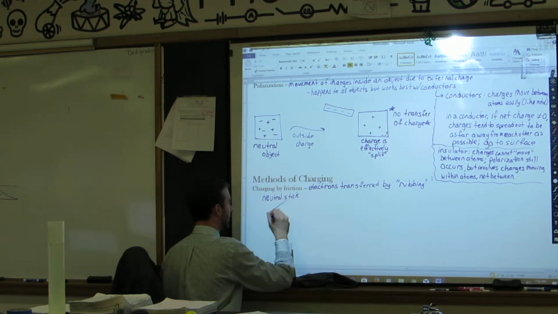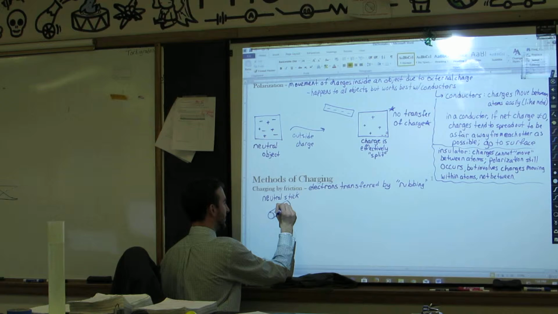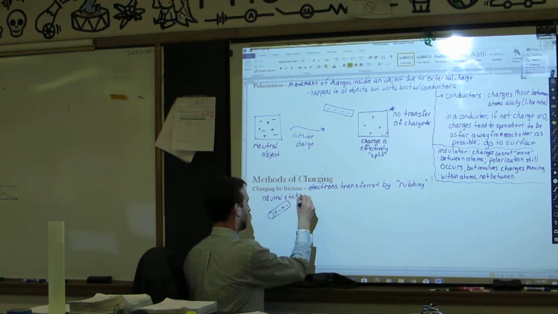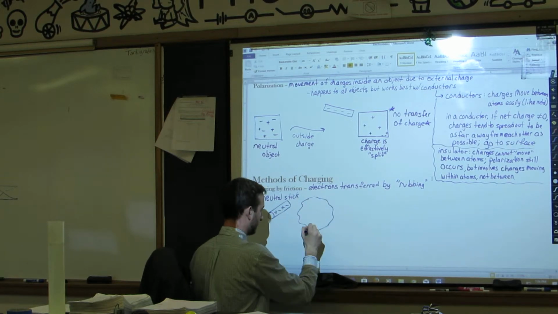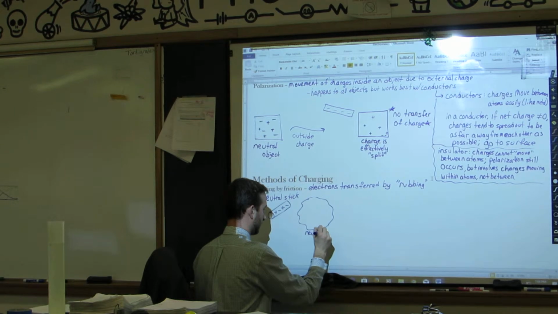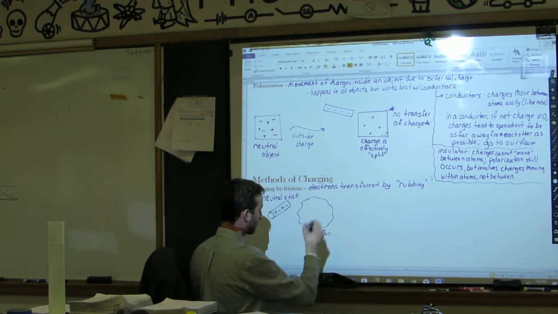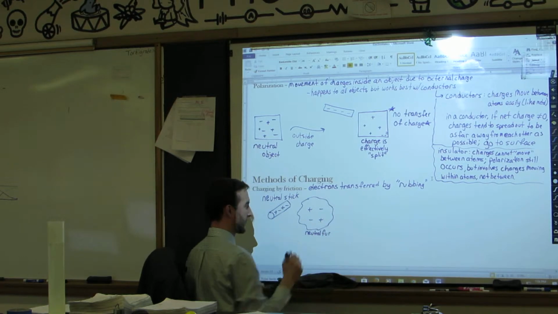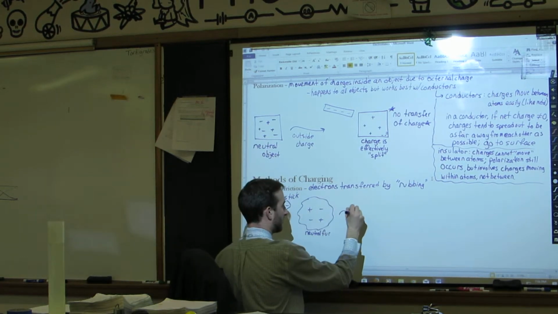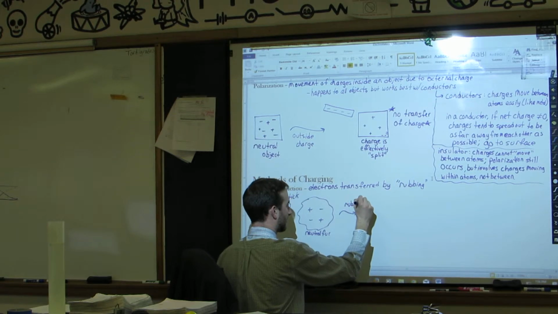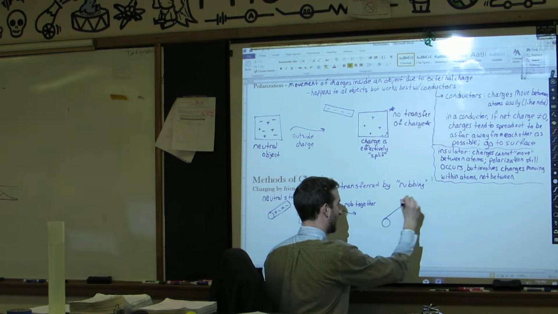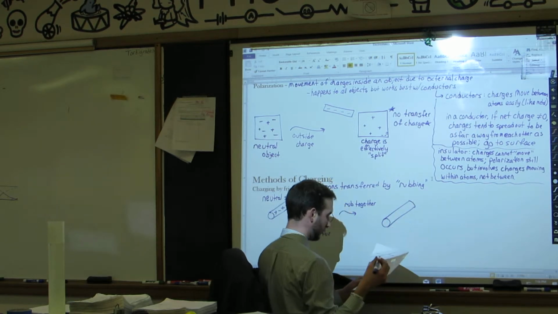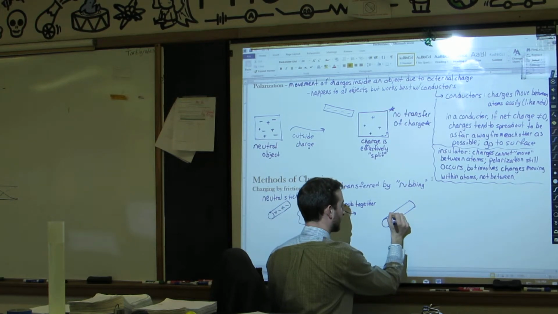We are simply going to put an equal number of positives and negatives on. Plus, minus, plus, minus. And then we have some neutral fur. They are neutral, both of those. We rub them together. And let's say, for the sake of our example, that the negatives get taken off of the fur and they go to the stick. The positives aren't going to move.